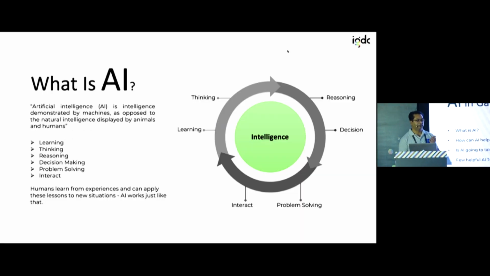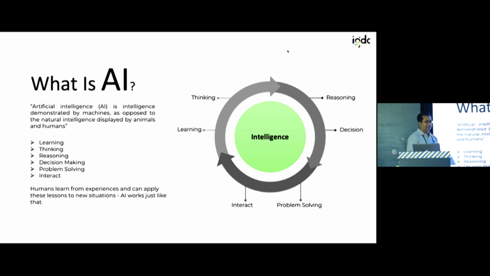So let's start with what is AI. I hope everybody knows this. What is AI? If not, then please don't break my heart. AI is just a combination of two words: artificial intelligence. We know the meaning of artificial, but what is intelligence?